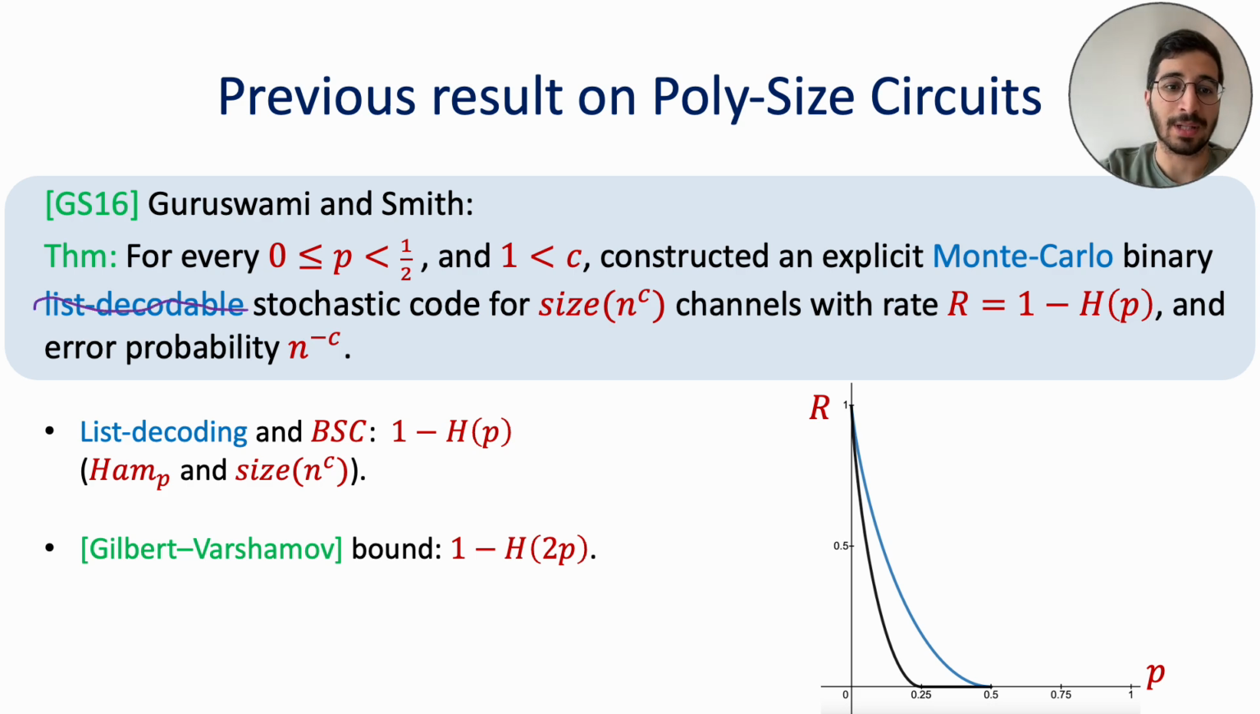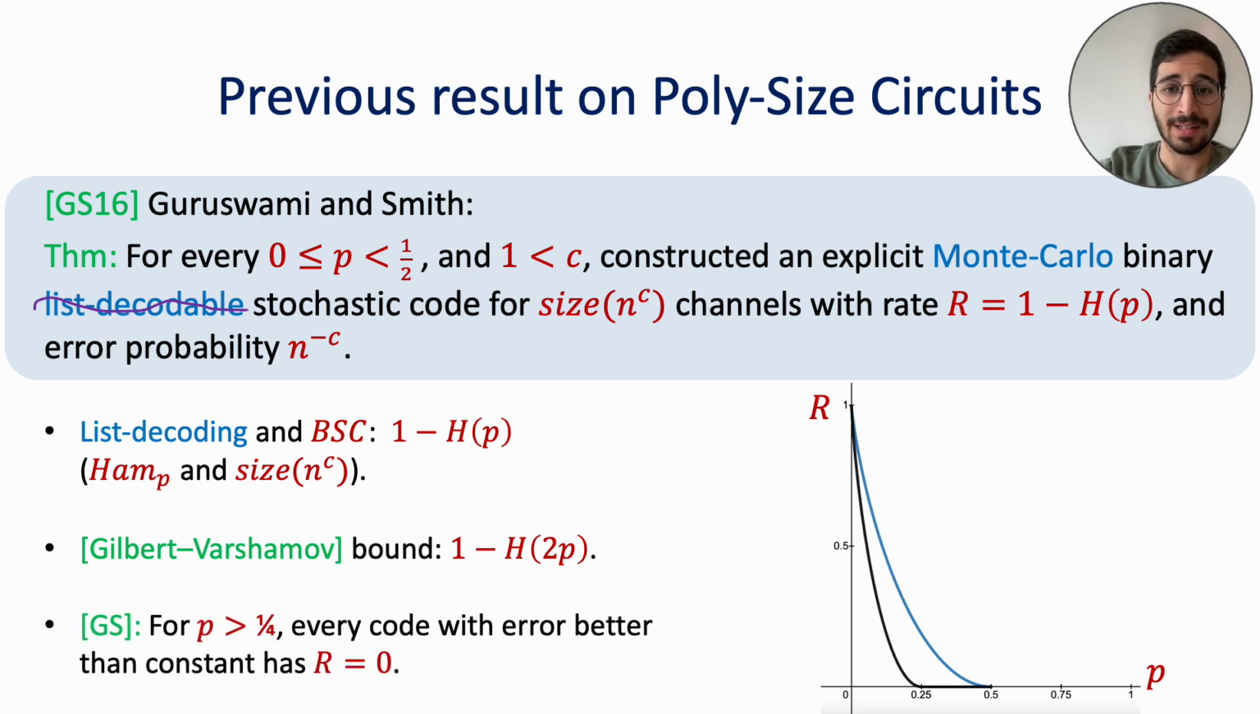Now the question is, what's the capacity for unique decoding? Well, Guruswami and Smith already gave a partial answer for this. They showed that when p is larger than 1/4, then unique decoding is impossible, even for size n circuits. So let me plot it here. It's consistent with the behavior we know for Hamming channels. That is, it is impossible to achieve unique decoding when p is larger than 1/4.